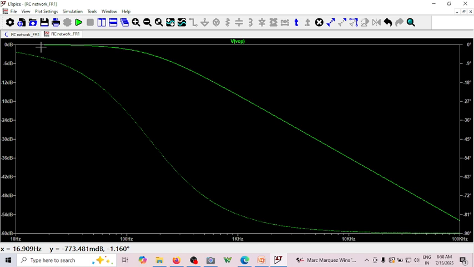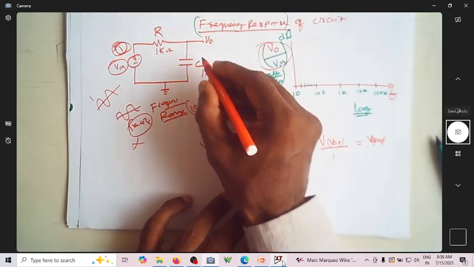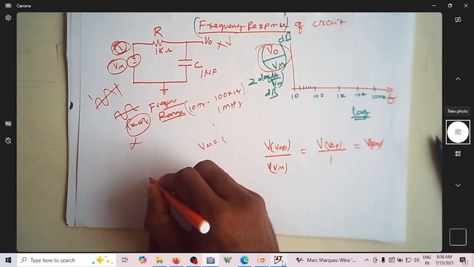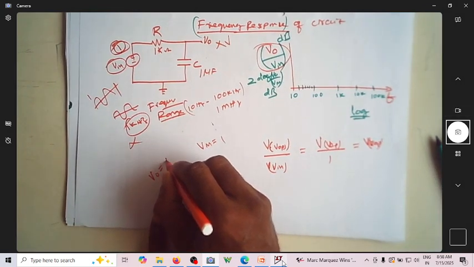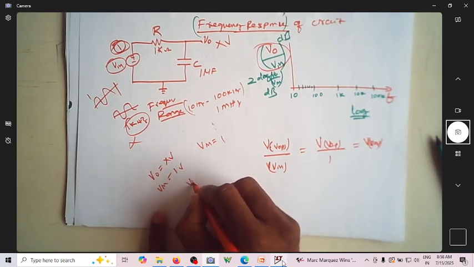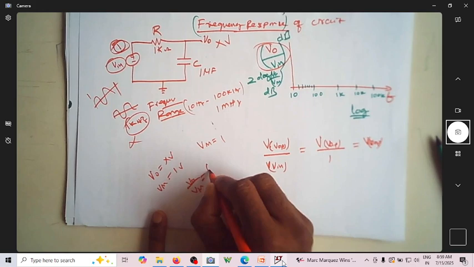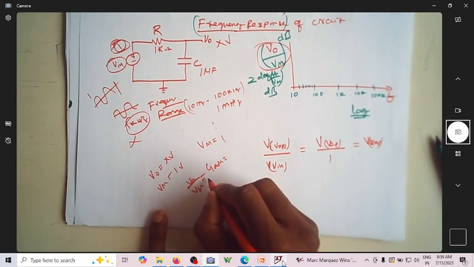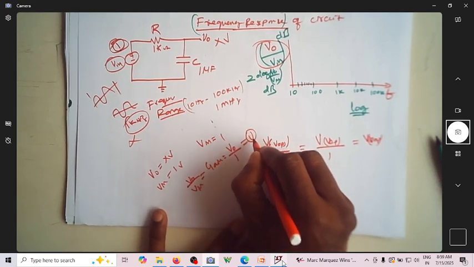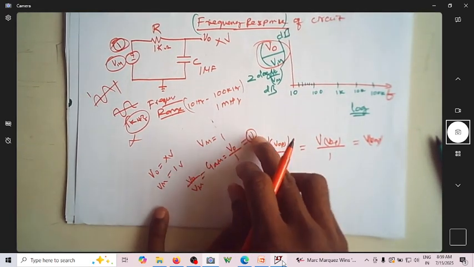It's very simple. If you have some X volts as the output and the input is 1, then V naught is X volt. V in is 1 volt. So what is V naught by V in? V naught by V in is the gain of the circuit. Gain of the circuit is nothing but V naught by 1, which is equal to V naught itself.